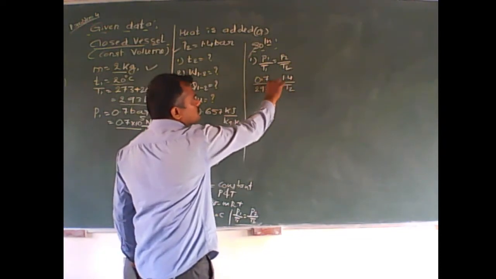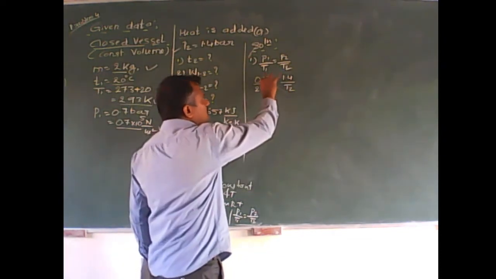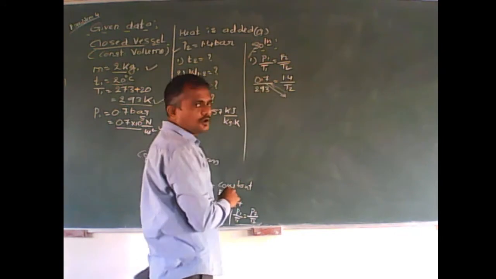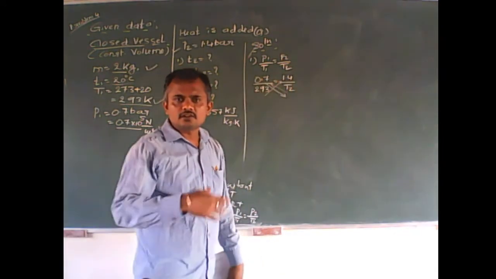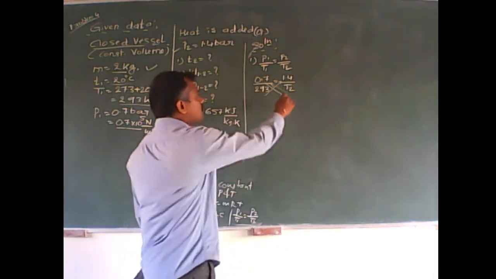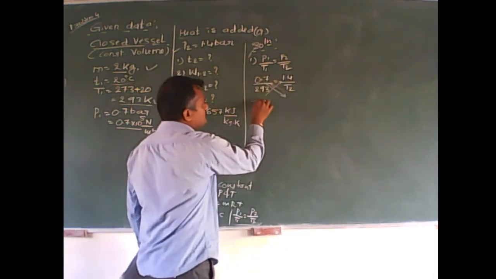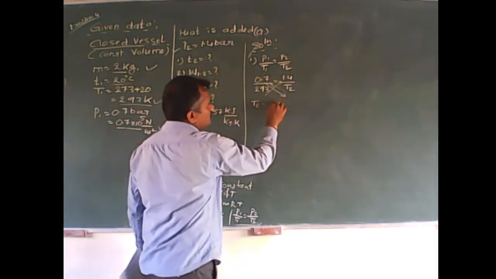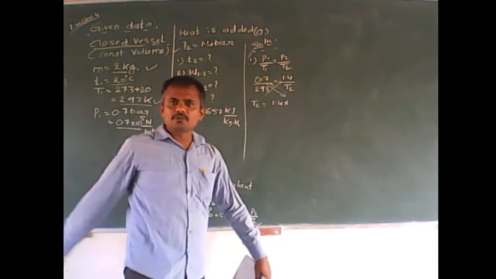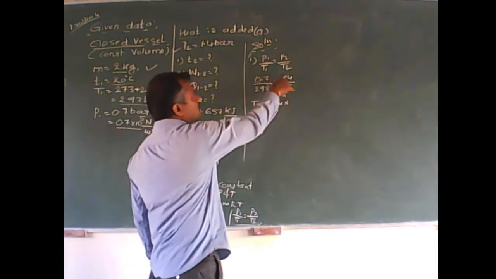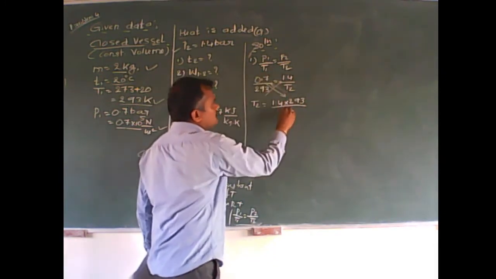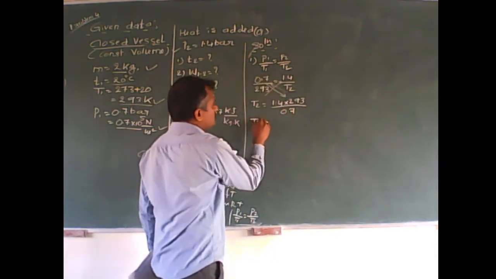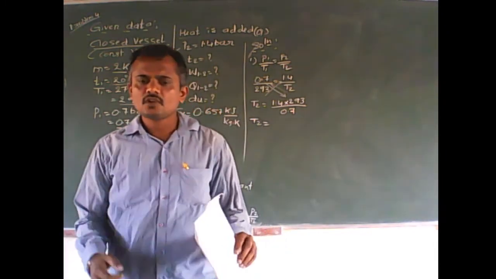So T2 goes to the numerator side, 0.7 comes to the denominator side, and 293 goes to the numerator side on the right hand side of the equal sign. So what does it become? T2 equals 1.4, which is already present here, times 293, divided by 0.7, so that we can get the value of T2.